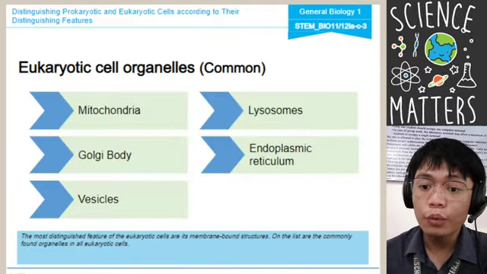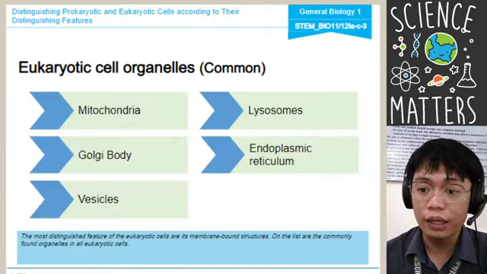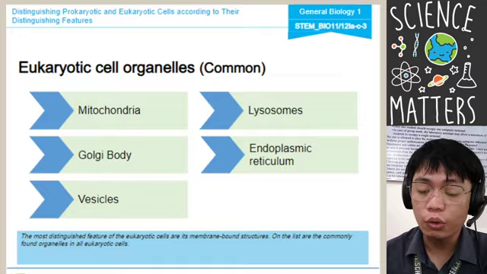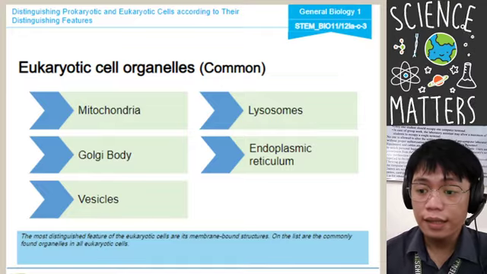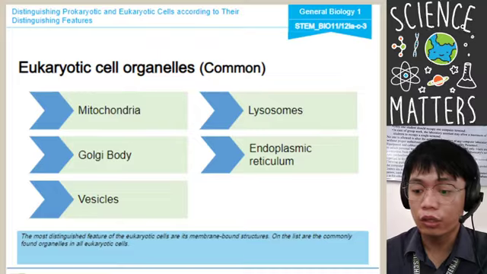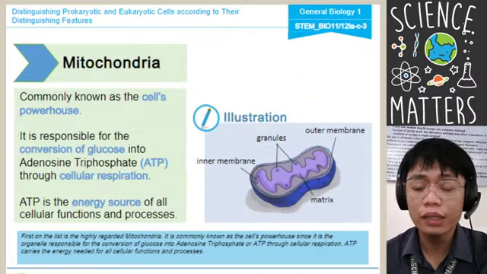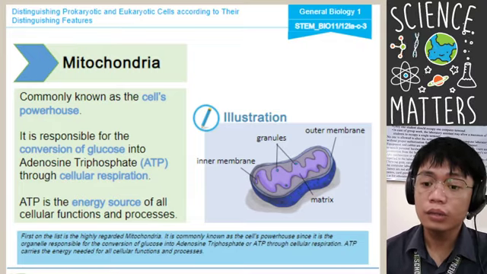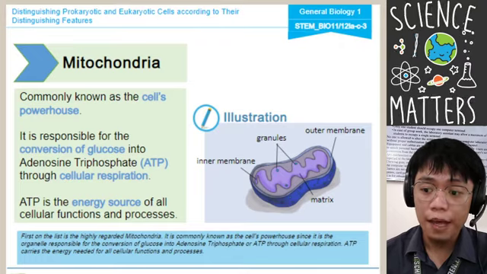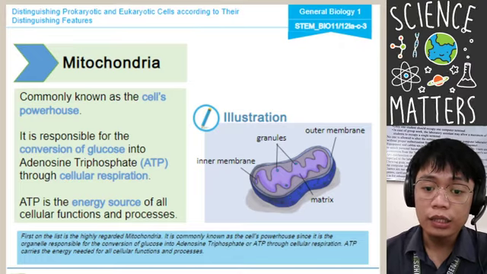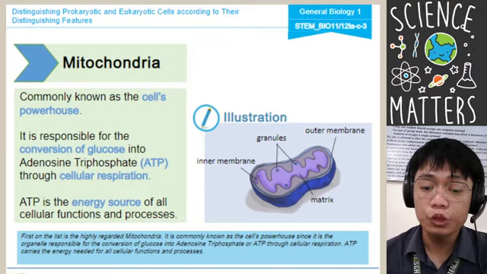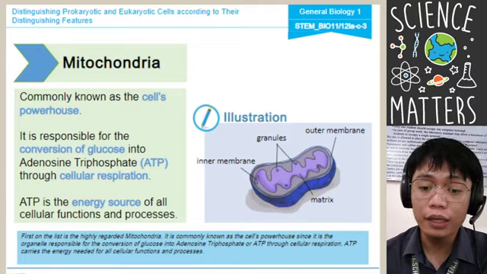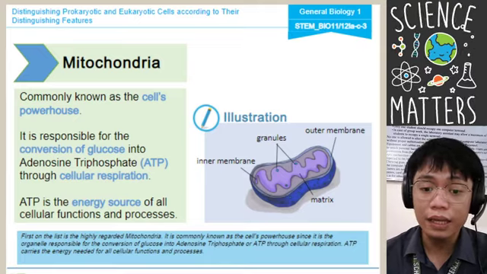Okay? Now, we have the eukaryotic organelles or cell organelles, which are common. We have the mitochondria, Golgi apparatus or Golgi body, the vesicle, lysosomes, and the endoplasmic reticulum. So let's talk about the mitochondria. We are done discussing mitochondria, and we know that mitochondria is the powerhouse of the cell because it has the ability to produce adenosine triphosphate, or the ATP, or in other terms, the energy.